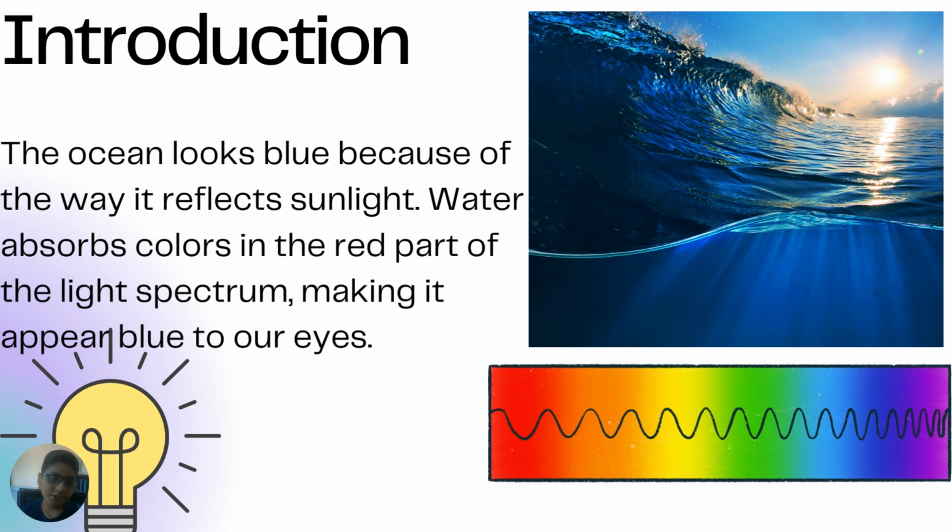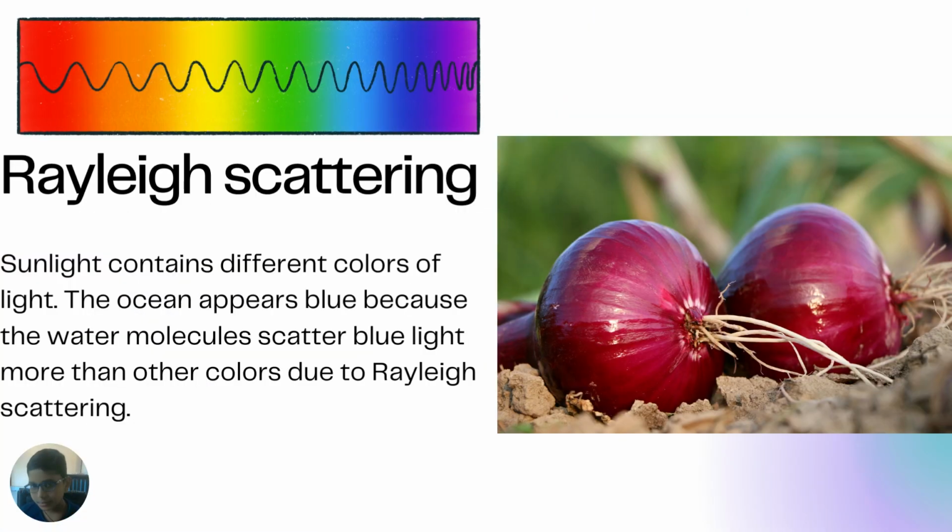Now, let us understand one important law that supports this, which is Rayleigh scattering. Here is how it is. At the top, I have added that light spectrum and Rayleigh scattering. What does it mean? The sunlight contains different colors of light. The ocean appears blue because the water molecules scatter the blue light more than the other colors due to Rayleigh scattering.